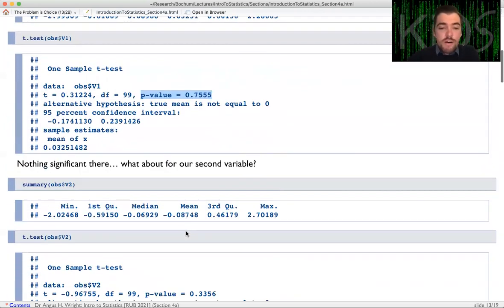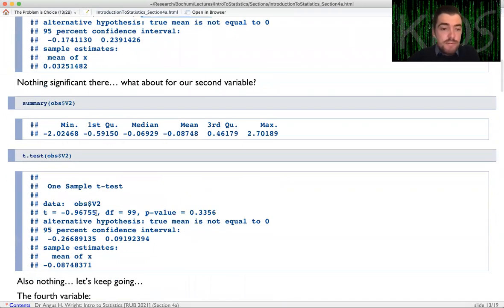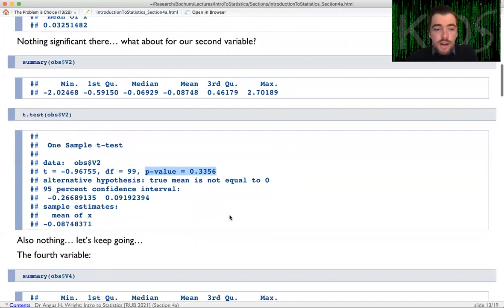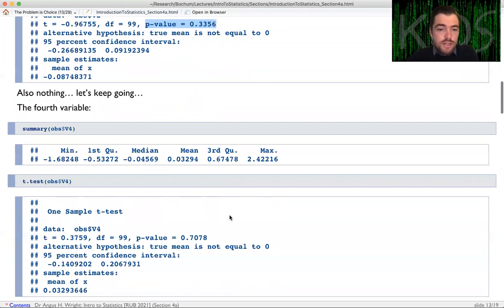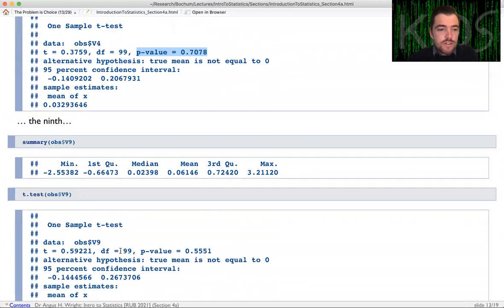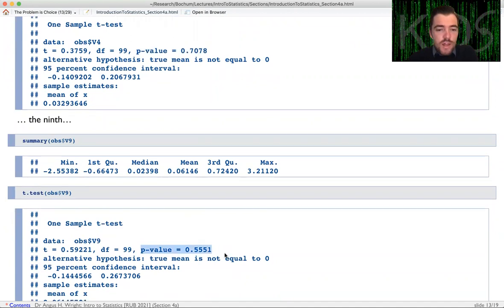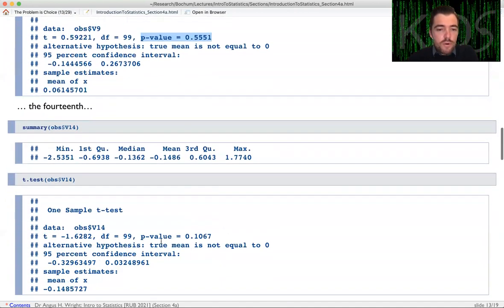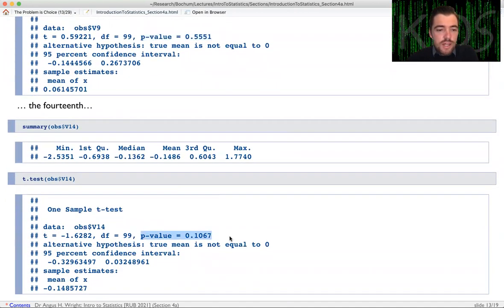What about the second variable? We do the same game. We get a p-value of 0.3. Nothing there either. Let's keep going. We go to the fourth variable, nothing there. We go to the 9th variable, nothing there. We go to the 14th variable, nothing there.